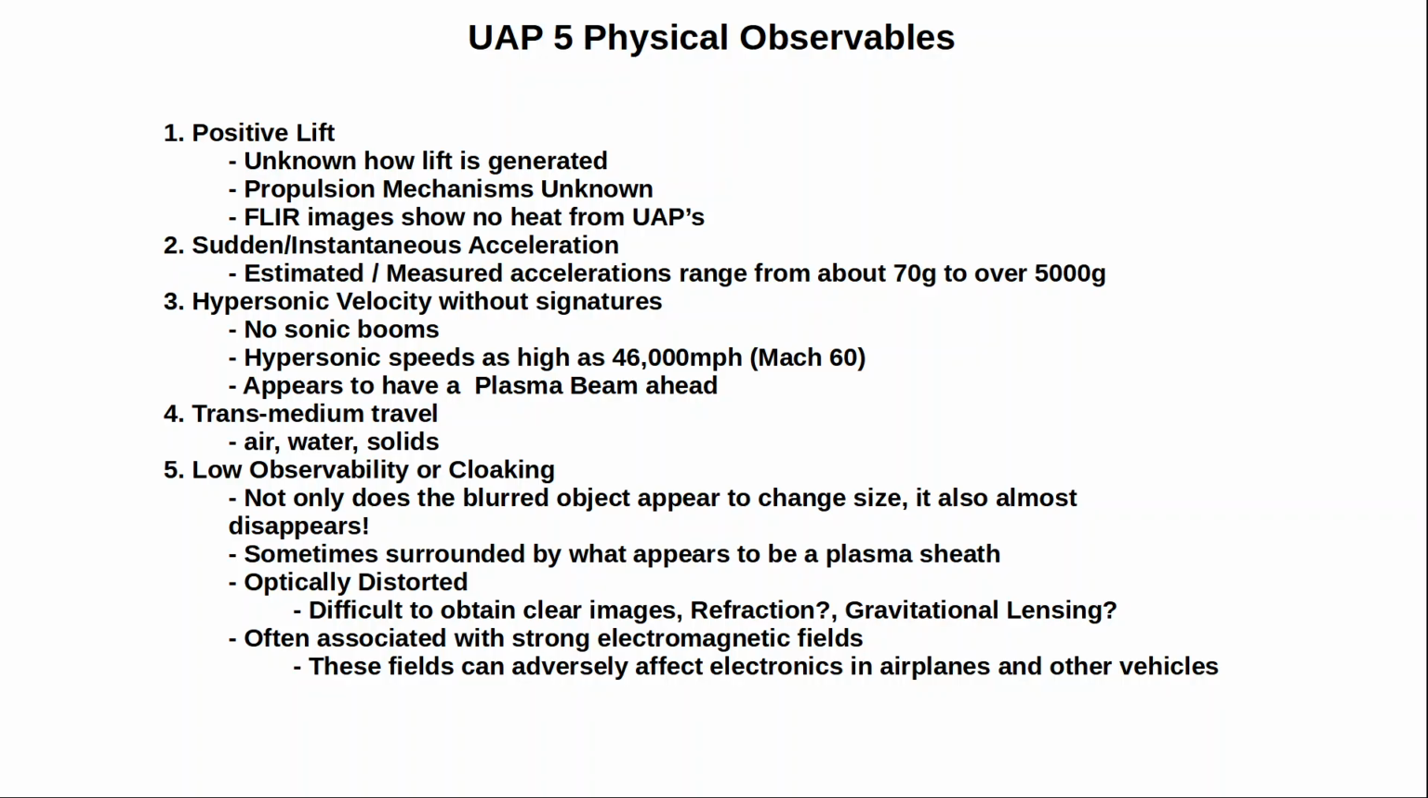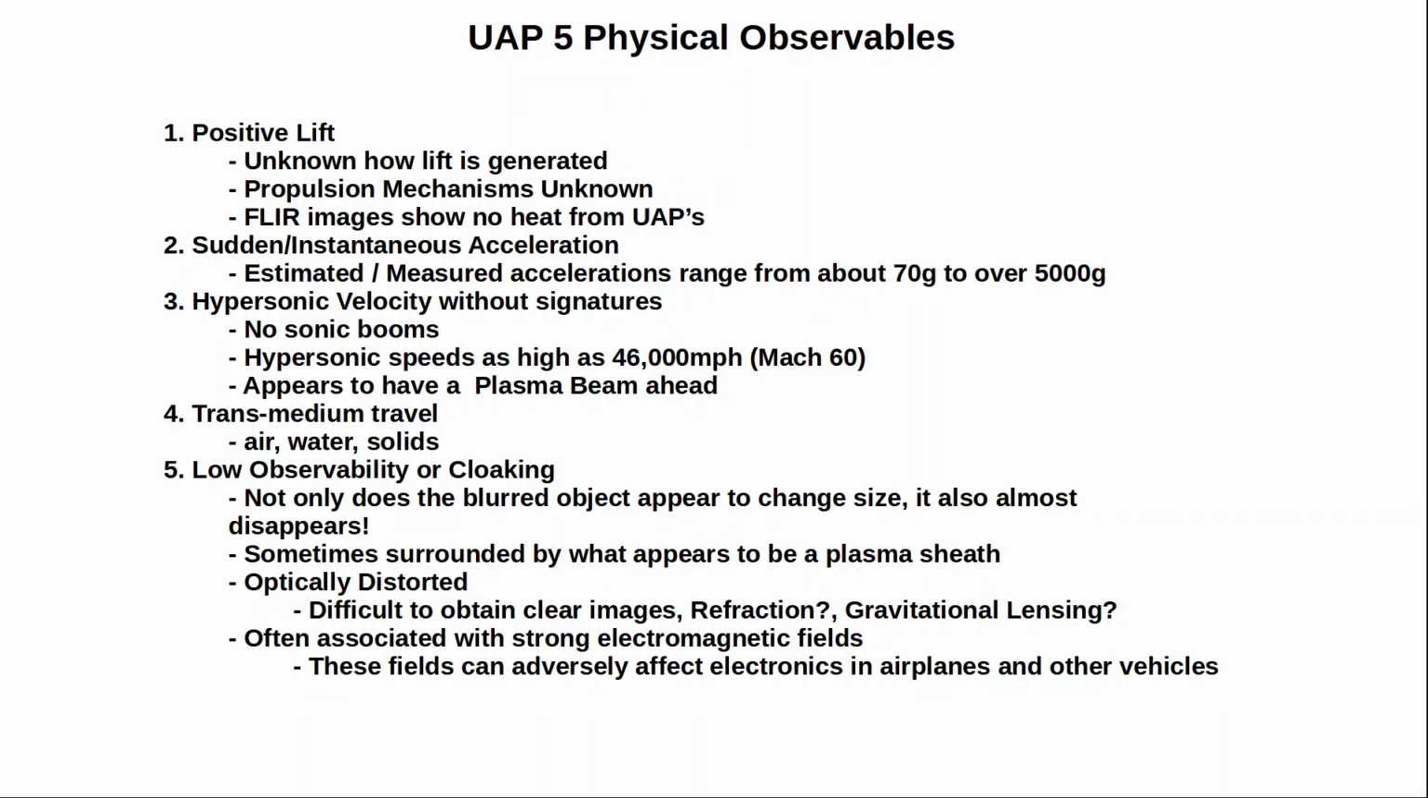One has to do with positive lift. It's unknown how lift is generated. The propulsion mechanisms are unknown, and FLIR images show that there is no heat coming out of the UAPs for propulsion. Number 2, their sudden instantaneous accelerations. The estimated and measured accelerations range from about 70 Gs to over 5,000 Gs. And number 3, the hypersonic velocity without signatures, no sonic booms, hypersonic speeds as high as 46,000 miles per hour, Mach 60, and appears to have a plasma beam ahead.